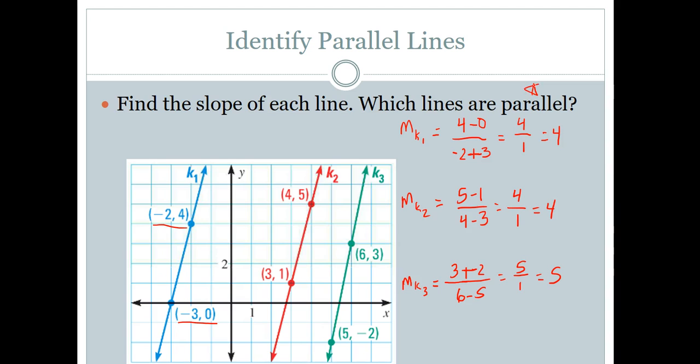So they ask which lines are parallel. K1 is parallel, remember, that's the symbol for parallel, to k2, because they both have a slope of 4 and parallel lines have the same slope.